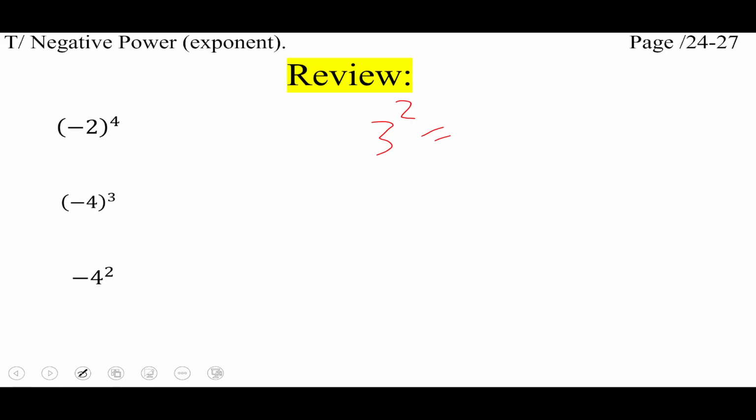So our base is 3, which means 3 is repeated twice. So 3 times 3 is going to be 9. And we also studied this question: negative 2 to the power of 4. So our base is negative 2 times negative 2 times negative 2 times negative 2. So multiply the numbers. 2 times 2 is 4, 4 times 2 is 8, 8 times 2 is 16.